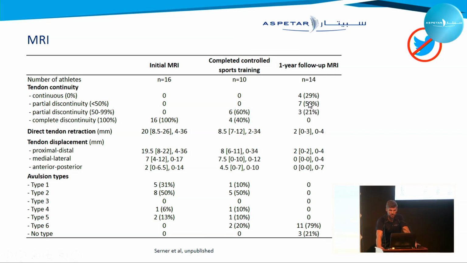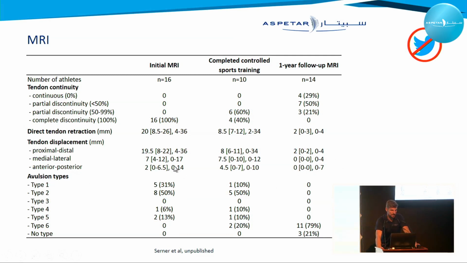And this partial discontinuity is very minimal. We can see the direct tendon retraction now is down to 2 millimeters, which just indicates this little white hyperintensity that we saw in the other image, and minimal displacement. And for the avulsion types, we scored those as well.